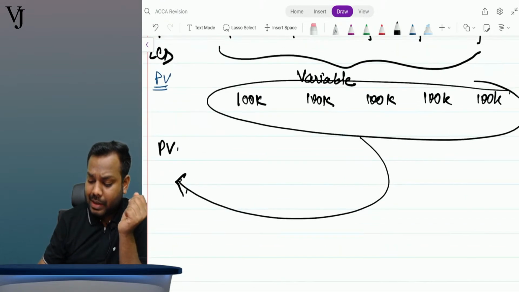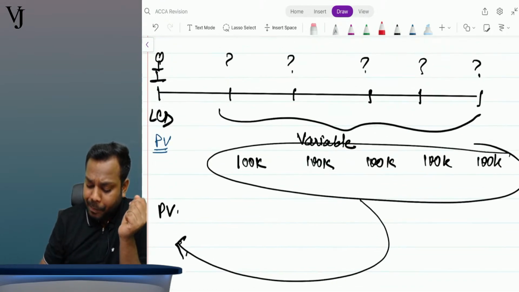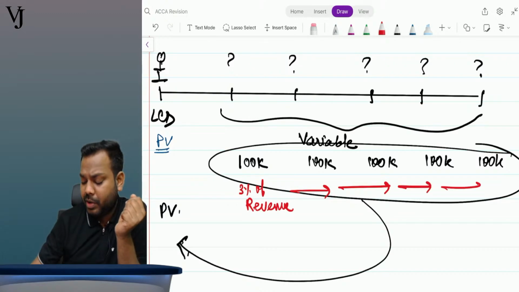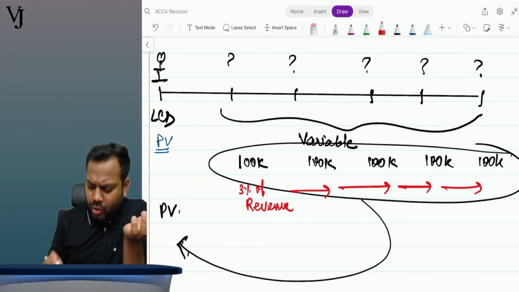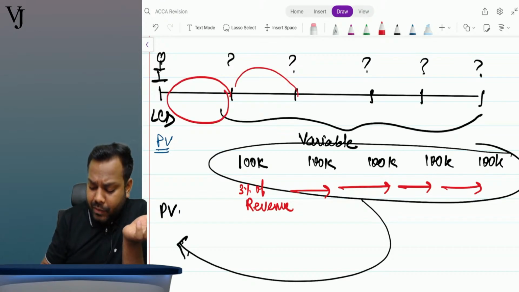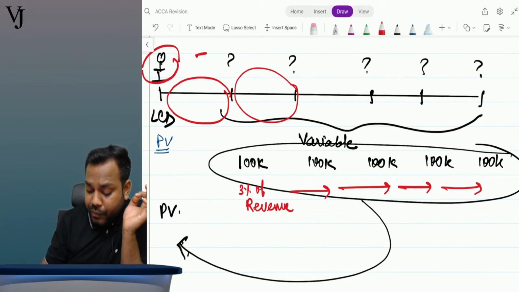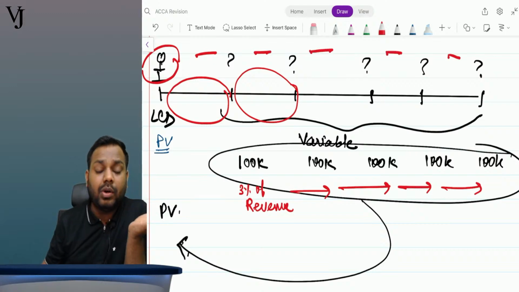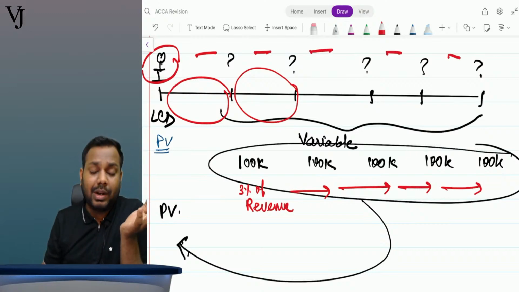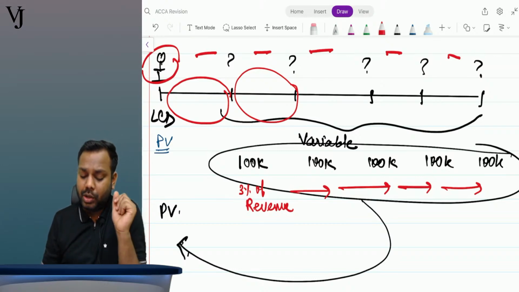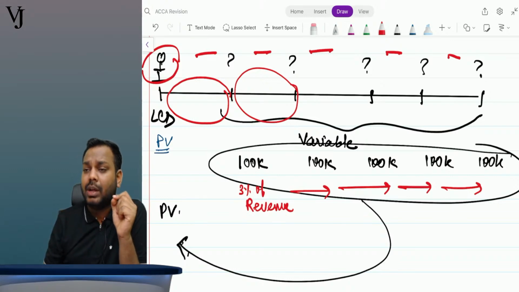But now let me give you another example. Let's suppose these lease payments are 3% of the revenue of the entity. Tell me, will the lessee know what will be the revenue for this year? Standing as on the lease commencement date, will the lessee know what my future revenue will be? No, the lessee will not know. So in that case, can we calculate the lease liability? No, we cannot.